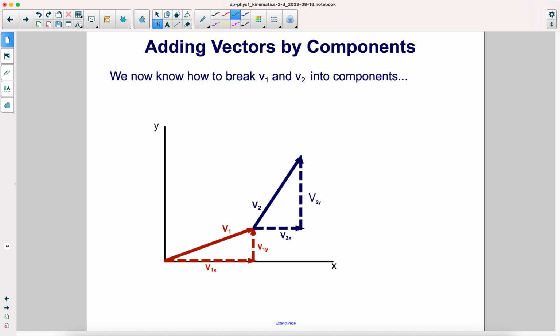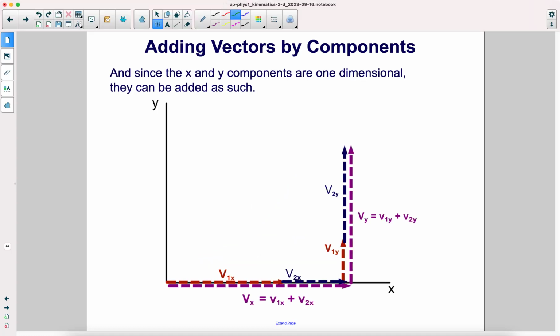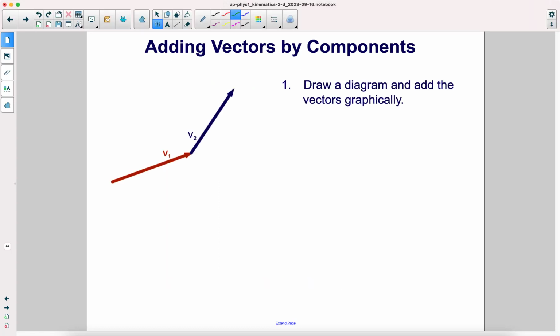However, we now know how to break v1 and v2 into components. See, v1 can be described as its x component plus its y component, and same with v2. And since the x and y components are one-dimensional, they can be added as such. So the x component of the first vector plus the x component of the second vector gives us the x component of our resultant, and same with the y components. Let's go through it step by step.